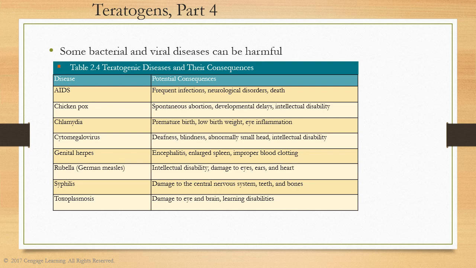And actually, my aunt had German measles when she was pregnant with my cousin, and he was born with an intellectual disability, a lower IQ, so I've seen it firsthand. Syphilis and toxoplasmosis, so you can see those both also have consequences. So this is a good table to look at and study and think about the disease teratogens that can affect prenatal development.